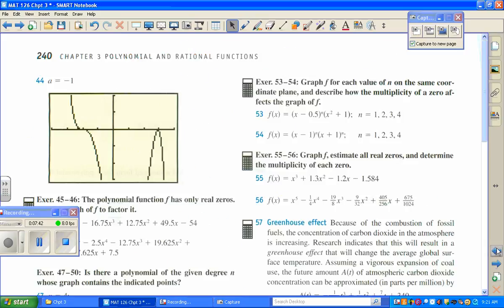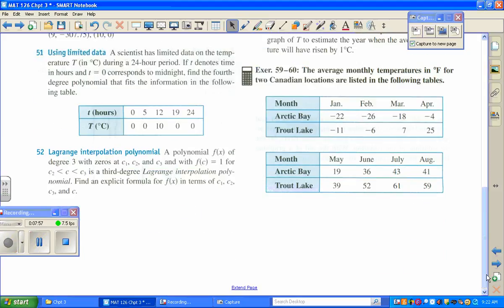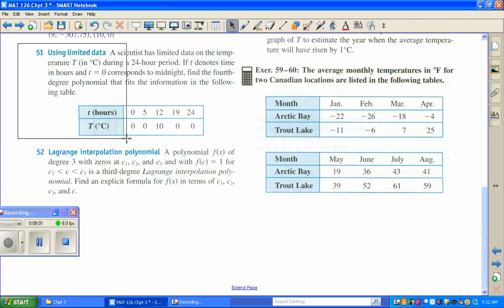I find it odd that one of them hasn't been brought up yet. Never mind, go ahead. Which one? 51? Oh, look at this question. That's a good one. It is 51.